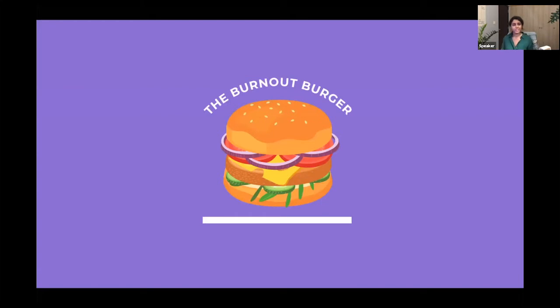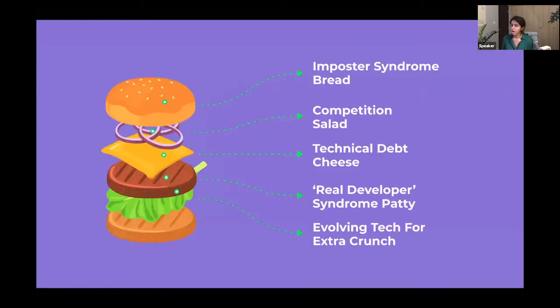Now, I want to kick off this discussion by talking a little about a recipe for a burnout burger, to put the upcoming topics into perspective. Let's get right into it. The recipe says that we start with imposter syndrome bread. Luckily, that isn't so hard to procure in the software development industry.